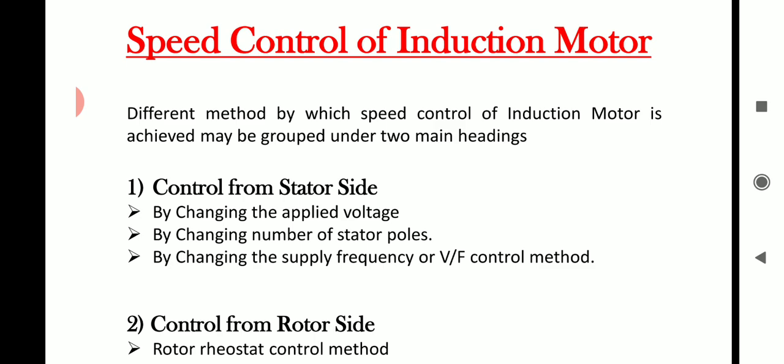Okay. So the different methods by which the speed control of induction motor is achieved may be grouped under two main headings. We can control the speed of induction motor by two methods. One is control from stator side and the other is control from rotor side. There are three ways by which we can control the speed from stator side. One is by changing the applied voltage, then by changing the number of stator poles, and the third one is by changing the supply frequency, also called the V by f control method. And from rotor side we can also control the speed by putting a rheostat in the rotor circuit. This method is called the rotor rheostat control method. So first we will see control from stator side.